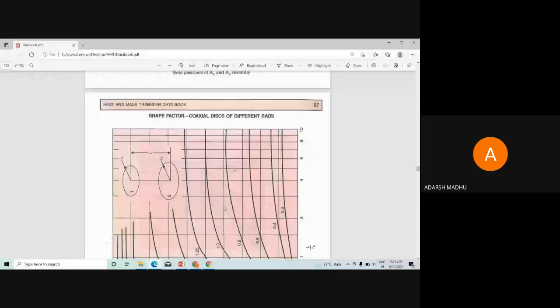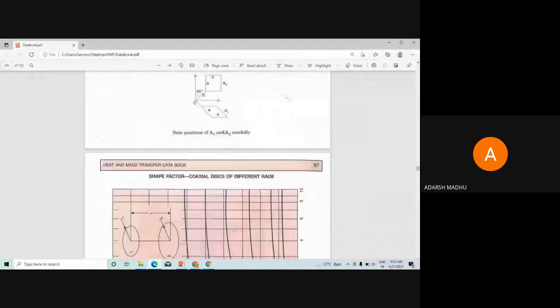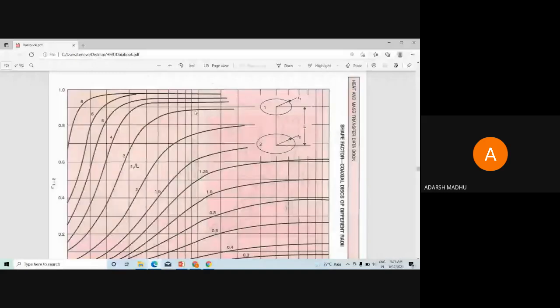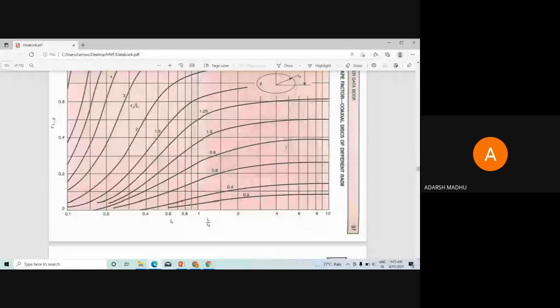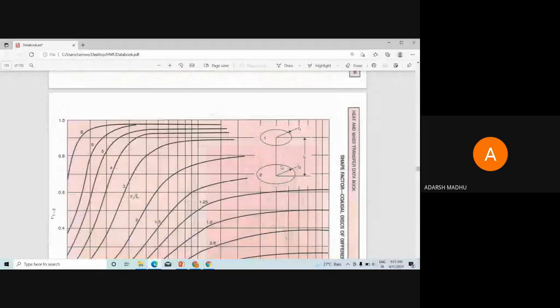In the data book, L by R2 is taken as the X axis. L by R2, where L means the distance between the both discs. R2 is the second body radius and R1 is the first body radius. So L by R2 as the X axis.